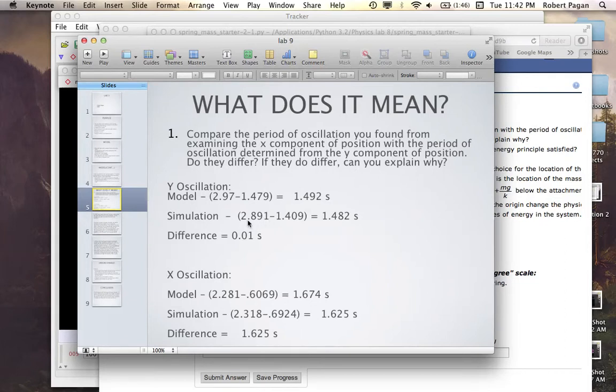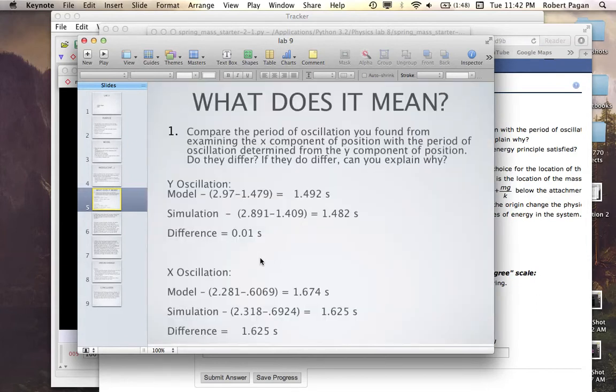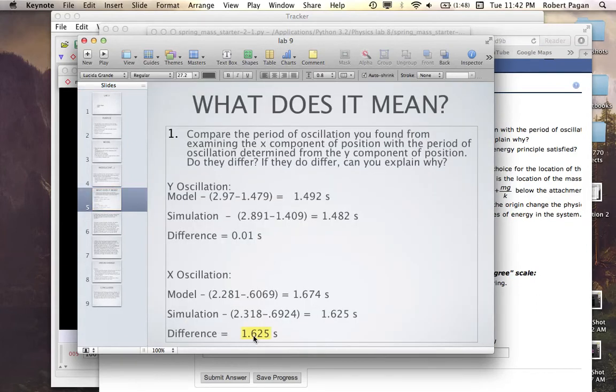Simulation: 2.891 minus 1.409. We got this from our tracker data and from our code. And 1.482 seconds. Difference is 0.01 seconds. Barely differ. So same with x oscillation. This is the wrong difference, but as you can see from here and here, the difference is very small.